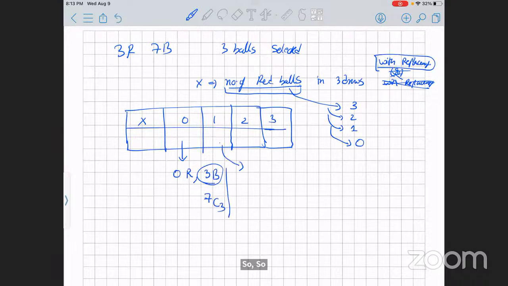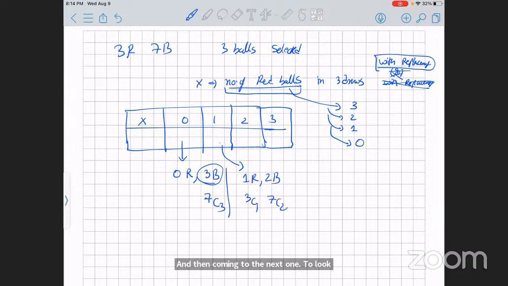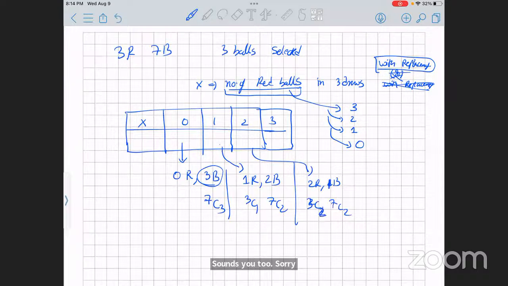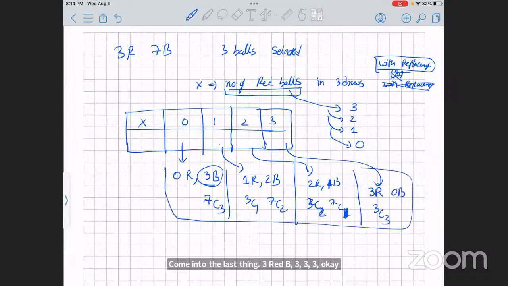Then coming to the next one, 1 red, 2 blue: 3C1, 7C2. Then 2 red, 1 blue: 3C2, 7C1. And coming to the last one, 3 red balls, 0 blue balls: 3C3. Clear?